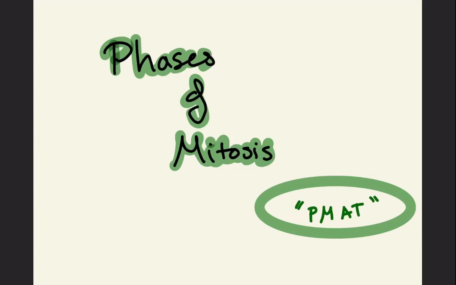Hello, welcome, and this video is going to be all about mitosis and the different phases of it. So there's 4 phases total, and how you can remember this is with this little slogan, you might say, PMAT. And each letter stands for a different phase of mitosis. So Prophase, Metaphase, Anaphase, and Telophase. And we will go into depth in them in just a second.